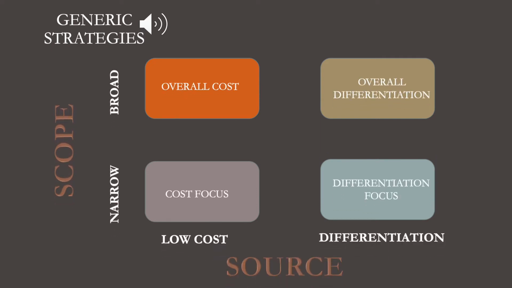To better understand Porter's scenarios, I will show you a little diagram. The y-axis represents the scope, narrow or broad. The x-axis represents low cost and differentiation. And the four scenarios are overall cost, overall differentiation, cost focus, and differentiation focus. Now, let me explain the possible combinations and give you some examples of each one.